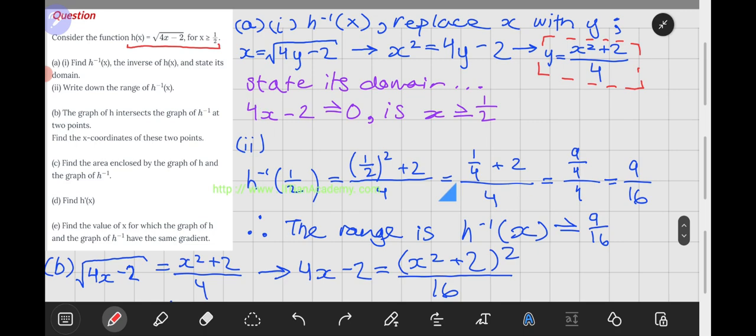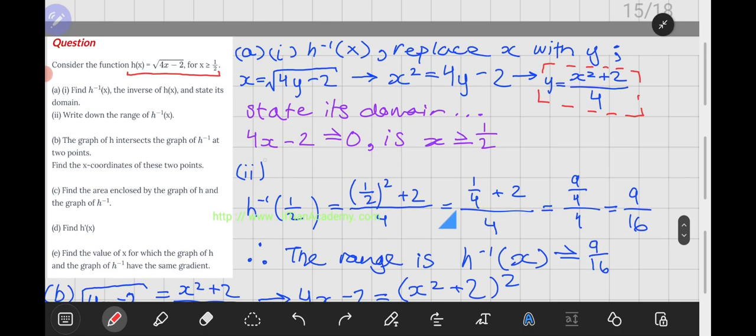Now, to state its domain, we can see the domain is based on the function: 4x minus 2 must be greater than or equal to 0, which gives us this. The domain of x must be greater than or equal to 1/2.